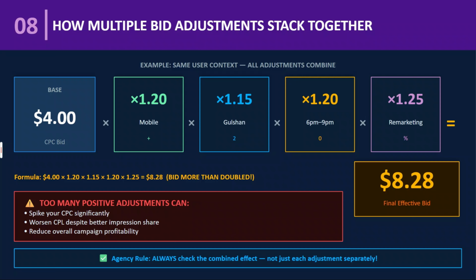It more than doubled. Now, in this specific case, that might actually be smart because this person is highly likely to convert. But if you're stacking multiple positive adjustments without thinking carefully, your CPC will spike, your budget will drain faster, and your overall cost per lead might actually get worse. So the agency rule is this: always check the combined effect. Do not look at each adjustment separately. Look at what happens when they all add up together.